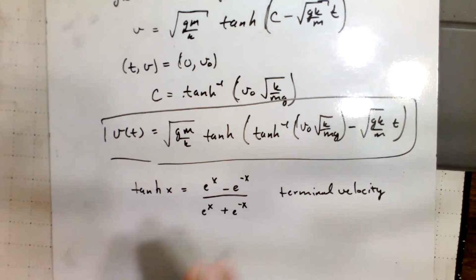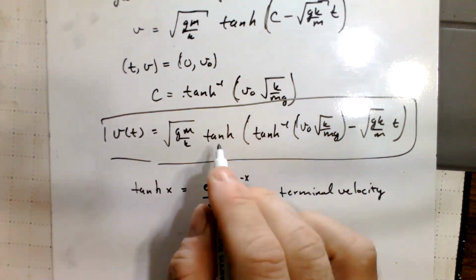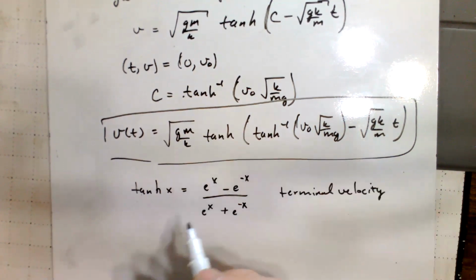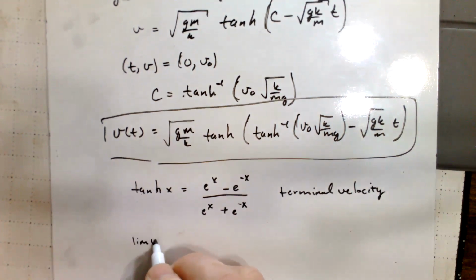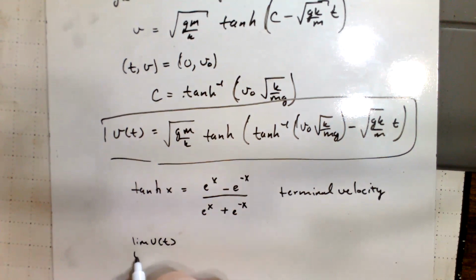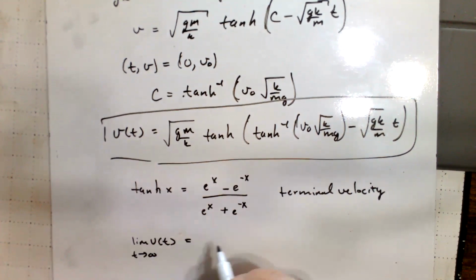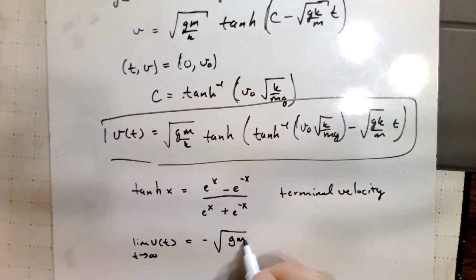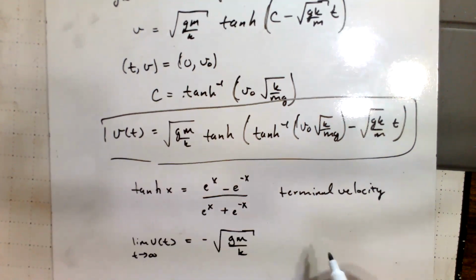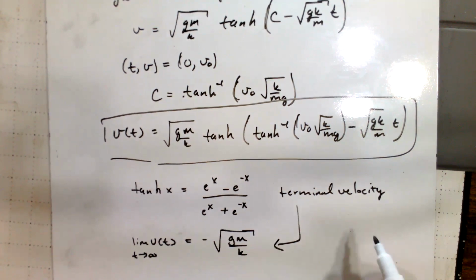So with this representation in mind, if you wanted to consider the terminal velocity, this would be what the velocity of this function would be at a much later time. Take the limit as t goes to infinity. Computing that, you'll get that the limit of v of t as t goes to infinity approaches negative the square root of g m over k, which is the terminal velocity, which is kind of cool. So this is the terminal velocity in its expressed form.